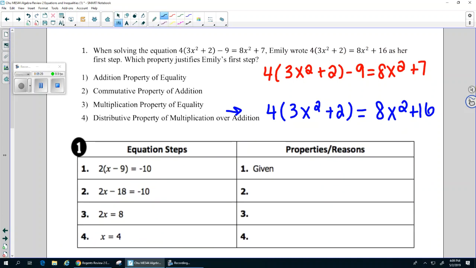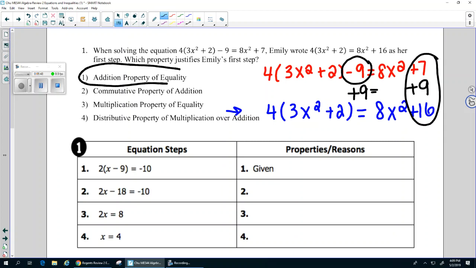So what I noticed is different about these two steps is that her 9 is no longer there. She must have moved the 9 to the other side by doing plus 9 is equal to plus 9, which makes sense because that's how she gets the plus 16. This property is called the addition property of equality.